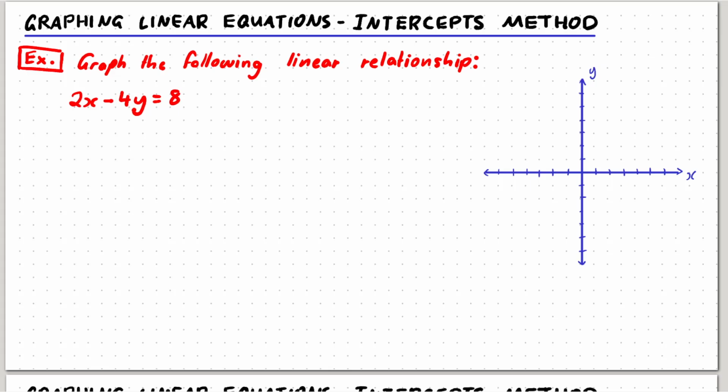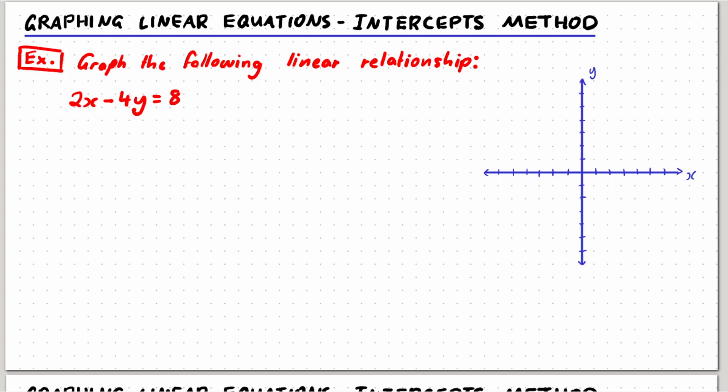Okay, we're going to be looking at how to graph linear equations using the intercepts method. To graph a linear relationship or a linear equation, all we need is 2 points. We need any 2 points on that line, and we can draw a straight line between those, and that will give us a graphed linear relationship.